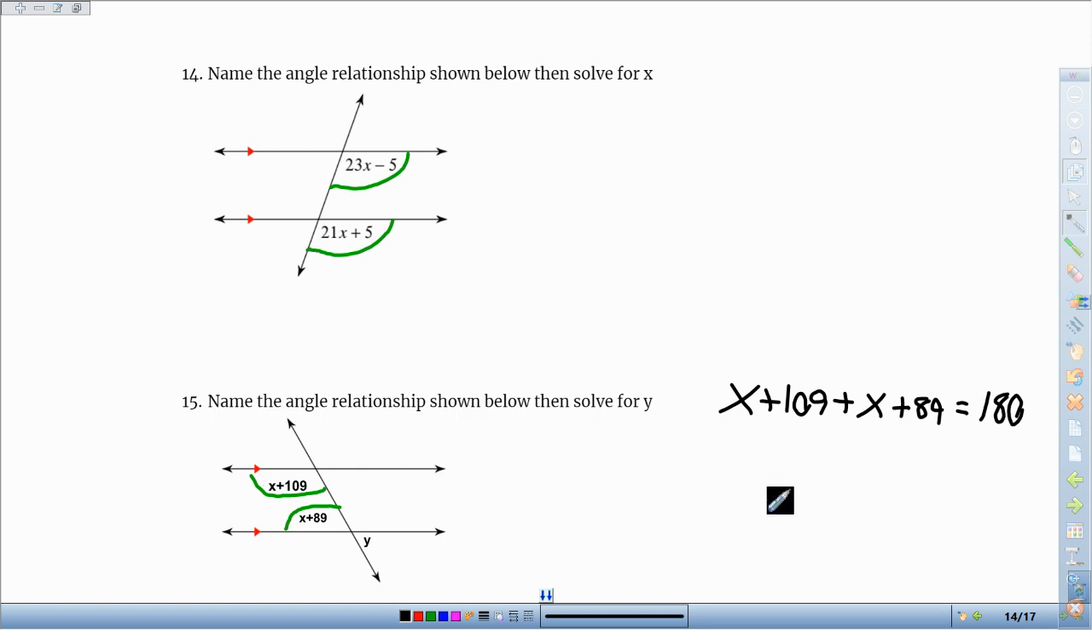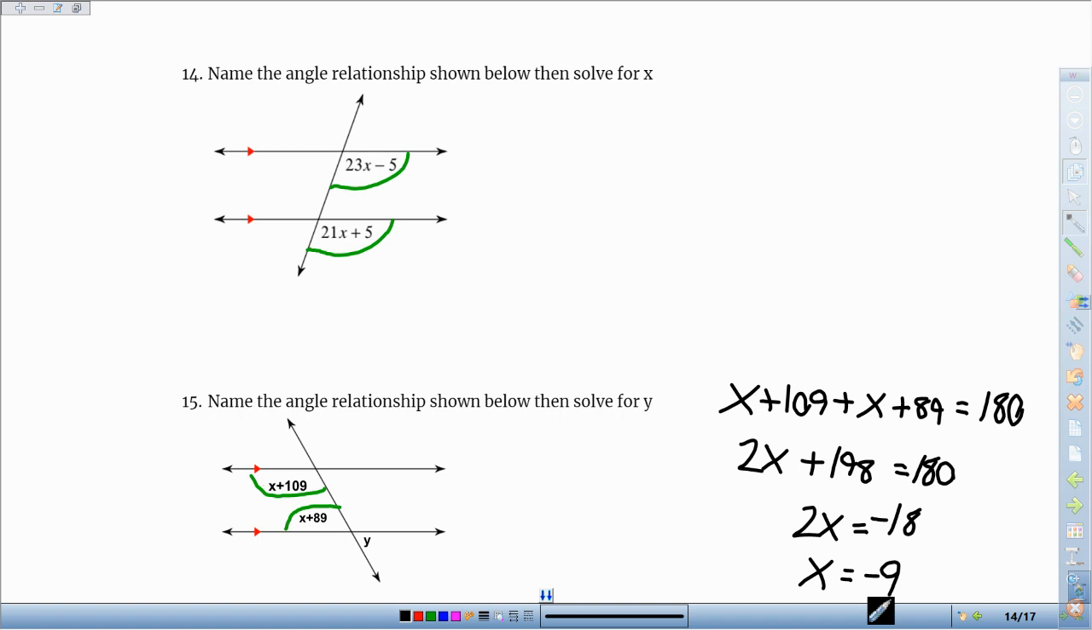Let's do this math, and then we'll read the directions and make sure we're answering what they're asking. Combining the x's, we have a 2x. We can also combine 109 plus 89, and it looks like we're getting a positive 198 equals 180. Then solving this, I've got 180 minus 198 gives me negative 18. So I have 2x equals negative 18, divided by 2. Looks like x is going to equal negative 9.